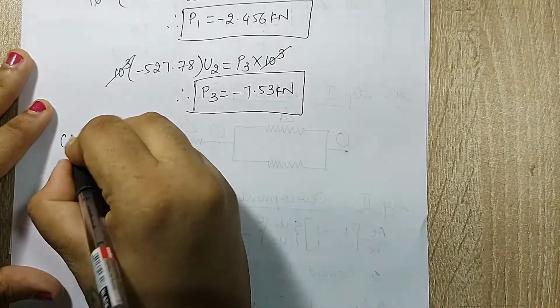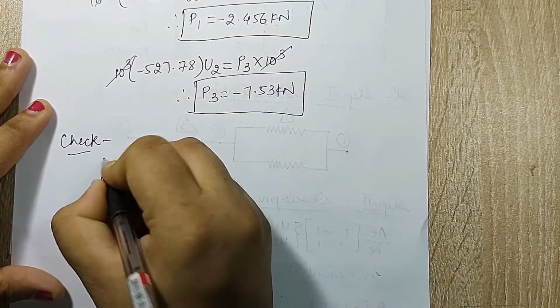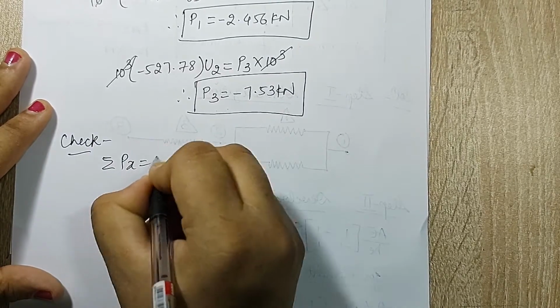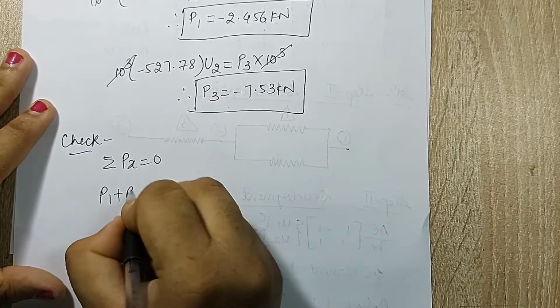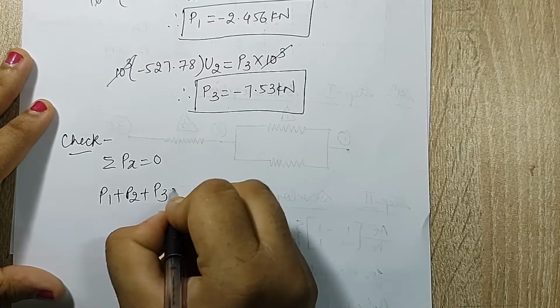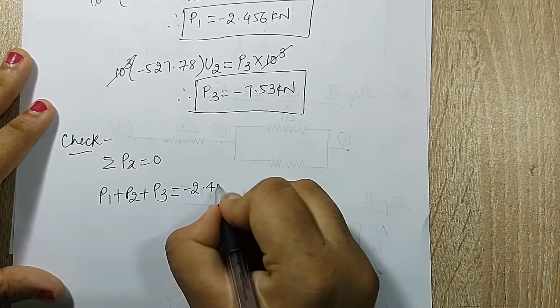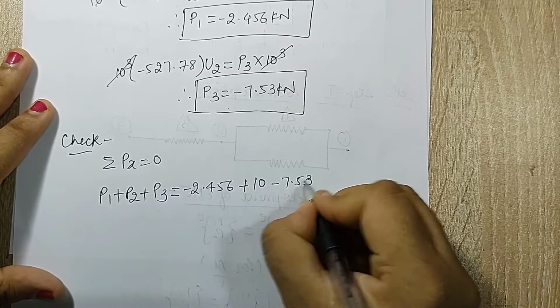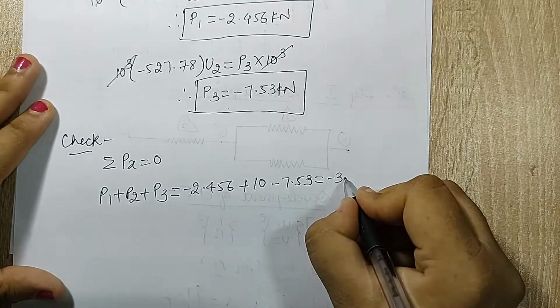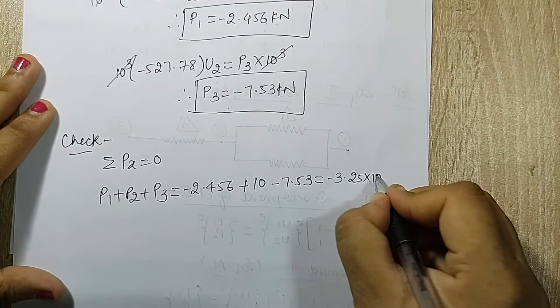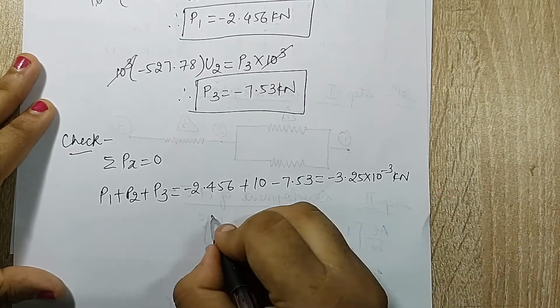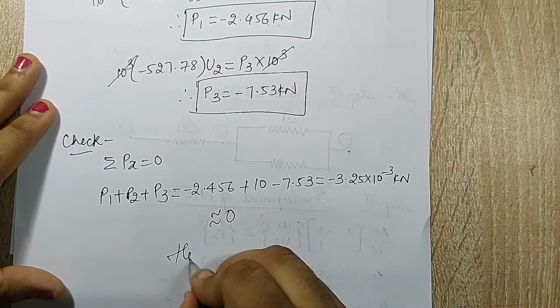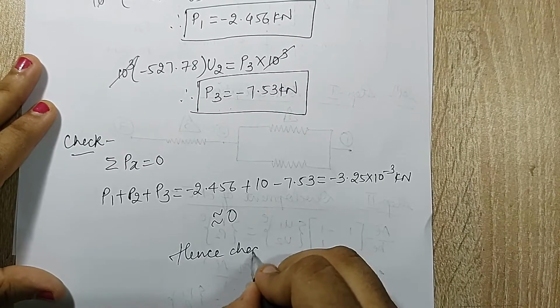Next I'll go for the check step. Summation of force in x direction should be 0. P1 plus P2 plus P3 will be minus 2.456 plus 10 minus 7.53. This adds up to minus 3.25 into 10 raised to minus 3 kilonewton, which is approximately 0. Hence I have checked.